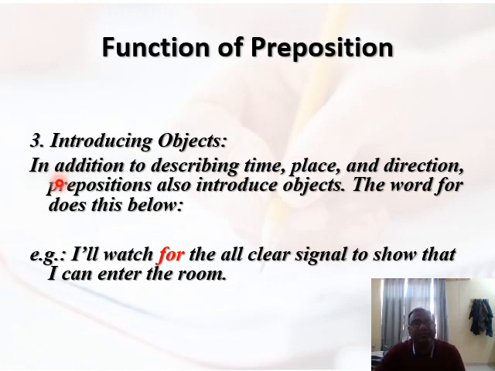Introducing objects. In addition to describing time, place, and direction, prepositions also introduce objects. The word for does so below. I will watch for the all clear signal to show that I can enter the room. That means he will wait and watch for the signal that is all clear. Here the for means for that signal, which shows that I can enter the room. Now here, please remember, after enter normally no preposition or article is used. Enter room. Okay.